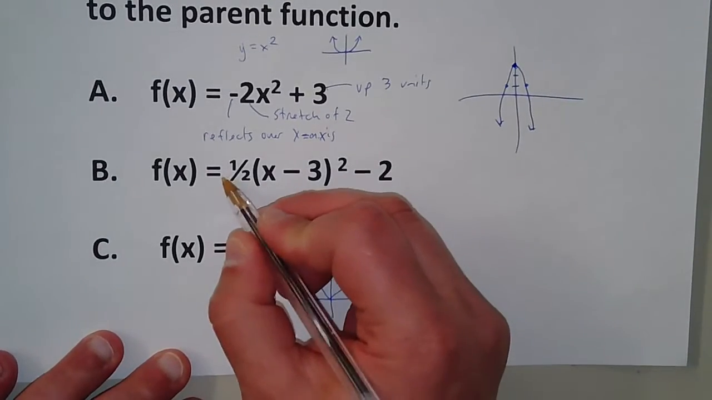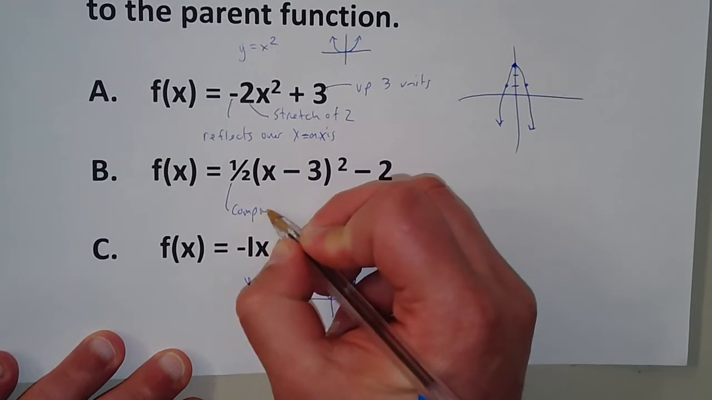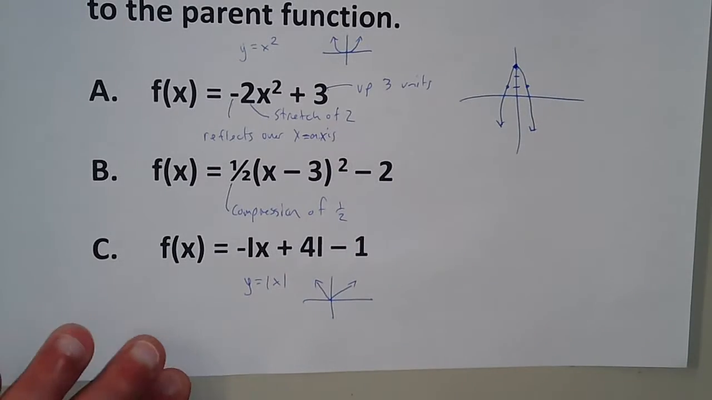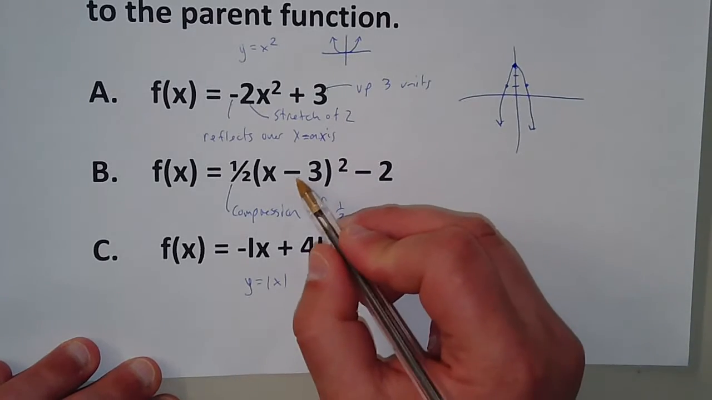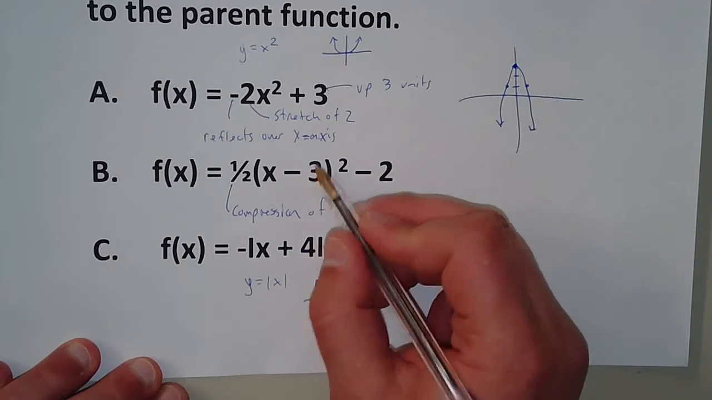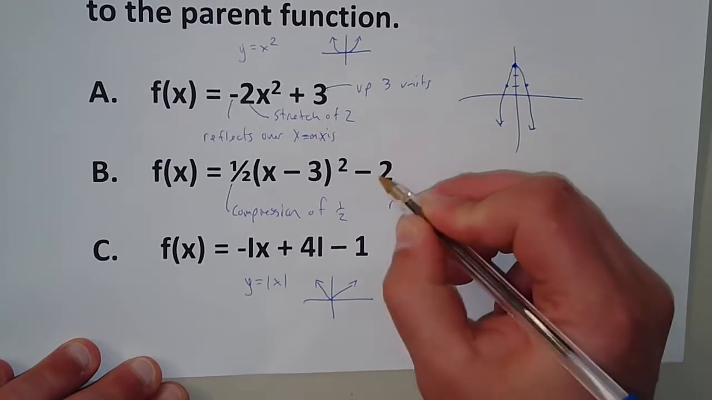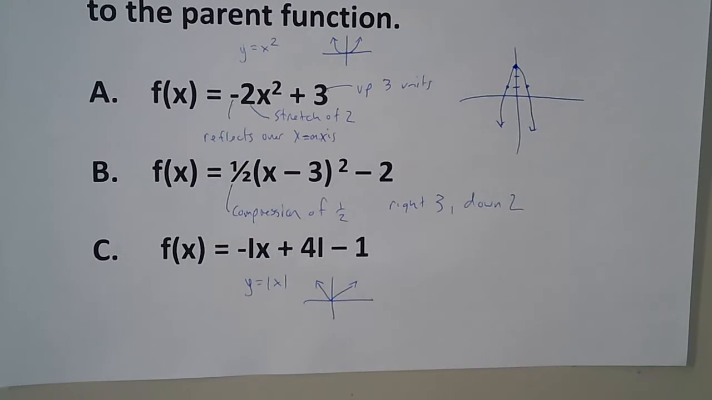This one, there's no negative, so it's not flipped at all. We just have this 1/2. That's a number less than 1, so it causes a compression. So we'd say a compression of a half. Then we have 2 different shifts: a left or right, and an up or down. With this, negatives go to the right. This is the one that does the opposite of what you expect. So this is going to go right 3 and down 2. I would describe where the vertex would be located: right 3 units, down 2 units.